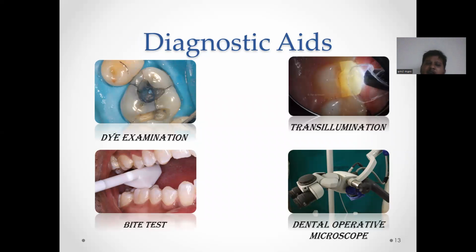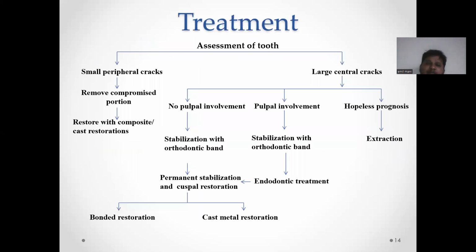Various diagnostic aids like dye examination, bite test, transillumination, and dental operating microscope can be used. And the treatment plan include, first, initially we have to assess the tooth. In case of small peripheral cracks, remove the compromised portion and restore with composite or cast restoration. Whereas in large central cracks with no pulpal involvement, we should stabilize the tooth using orthodontic bands. Whereas if there is pulpal involvement, we have to stabilize the tooth with orthodontic band followed by endodontic treatment. And if the prognosis is hopeless, we can do extraction.